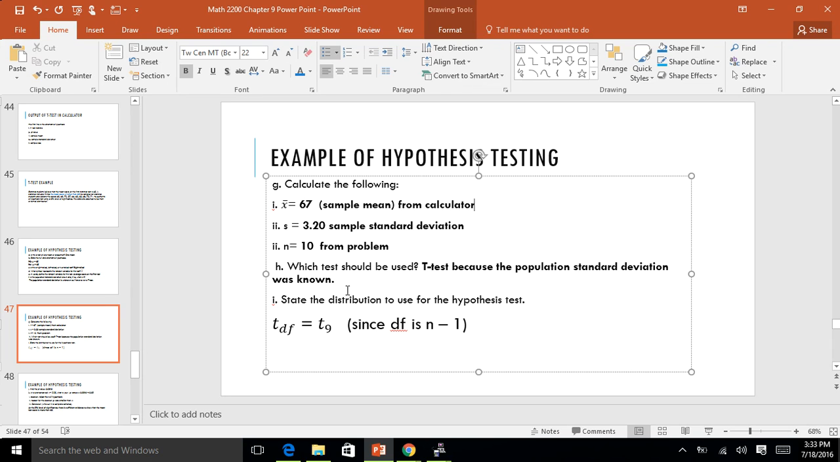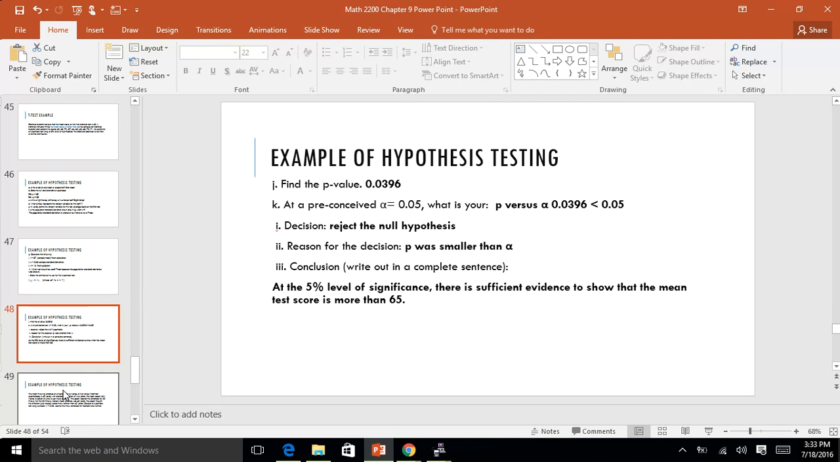So, all right. The next step, which test should I use? It's a t-test because the population standard deviation isn't known. This has a different distribution. This has the t distribution. And the way you do t is t based on the degrees of freedom. So for this one, it's T9. And why is that? Because the degrees of freedom is the sample size minus 1. And up here, you see that N was 10. Okay? So let's keep going.